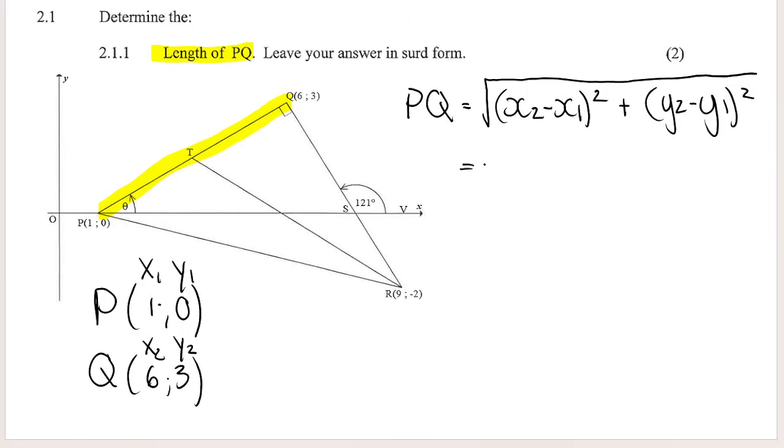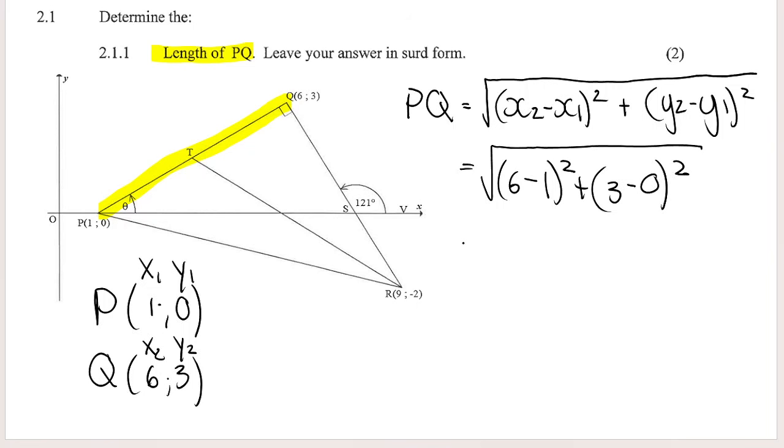Just make sure to sub in very, very carefully. So x2 would be over here, 6 minus x1, which is 1. We square that. y2 is 3 minus y1, which is 0. We square that. We're basically going to get the square root of 34 if you do that. It says leave your answer in surd form, so we're going to leave our answer in surd form. There we go. Next question.